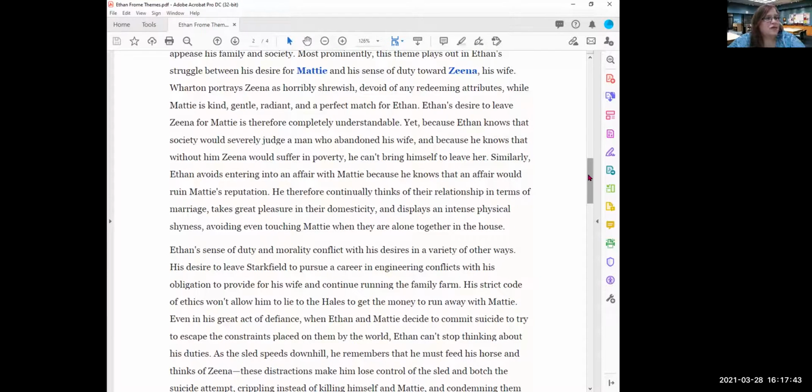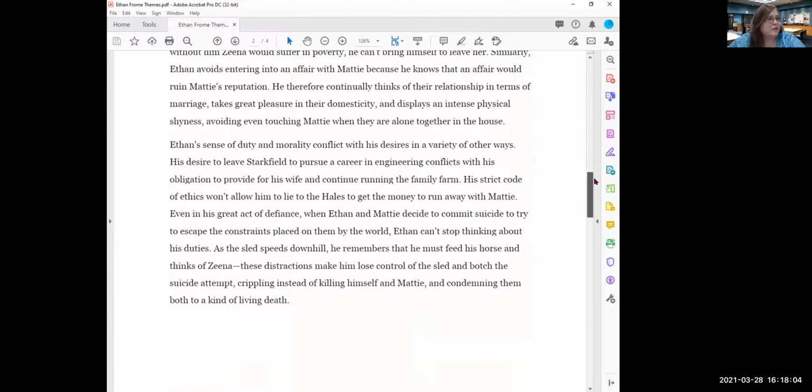Similarly, Ethan avoids entering into an affair with Maddie because he knows that an affair would ruin Maddie's reputation. He therefore continually thinks of their relationship in terms of marriage, takes great pleasure in their domesticity, and displays an intense physical shyness, avoiding even touching Maddie when they are alone together in the house. Ethan's sense of duty and morality conflict with his desires in a variety of other ways.